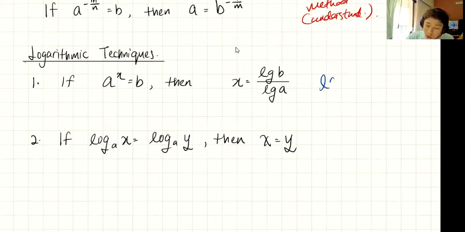When you write lg, you don't have to put the 10, okay? lg is actually the same as writing log base 10. You don't have to write 10 here. It's automatically understood to be 10. Okay, so that's the first one.